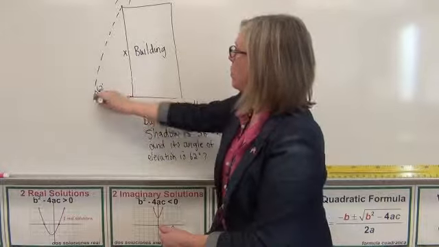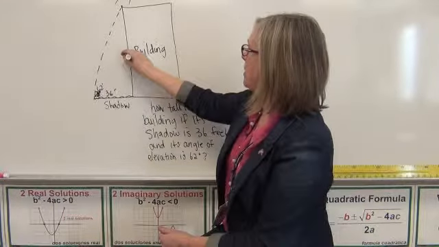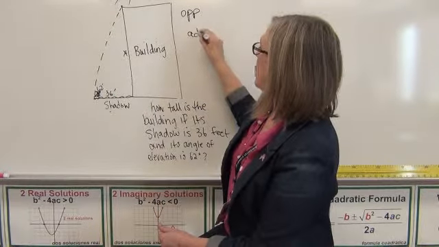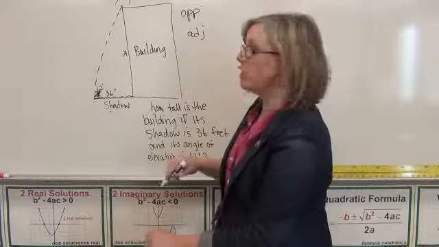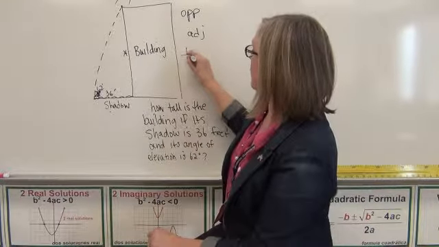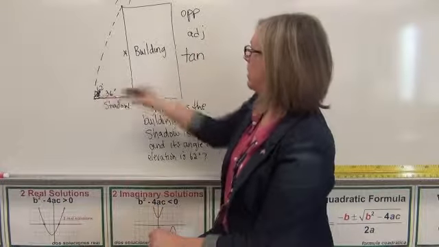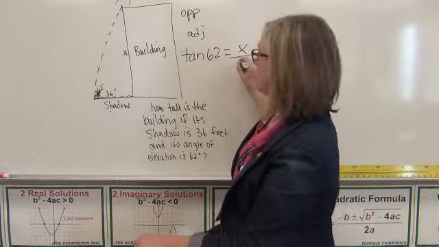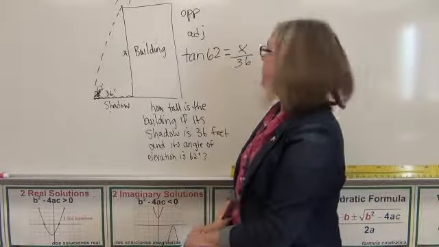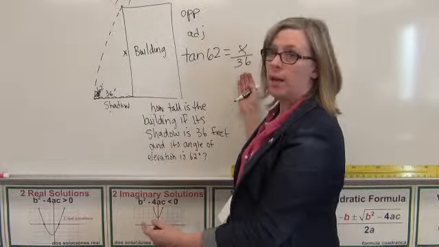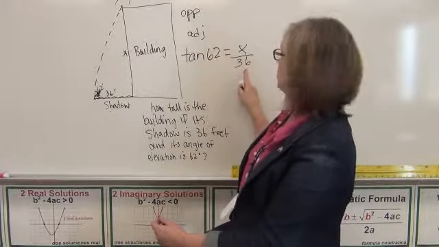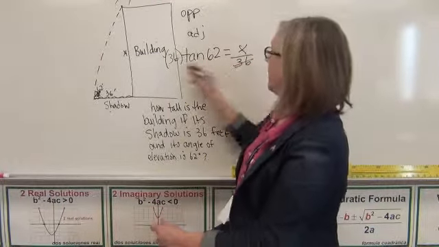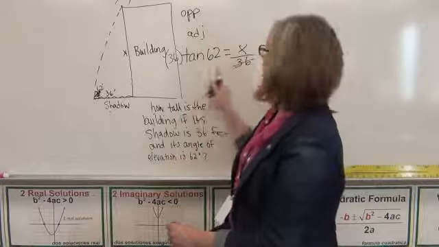So I say, well, here's the angle right here. It seems to me that they have the opposite side, and I have the adjacent side. And I go back and look at my SOHCAHTOA. Tangent is opposite over adjacent. So I would write my equation. Tan of the angle, 62, equals opposite over adjacent. Okay? Now, remember, when I have my number in the denominator, this is a multiplication problem. So to move this away from the x, I'm going to multiply both sides by 36. And I get 36 times the tangent of 62 equals x.